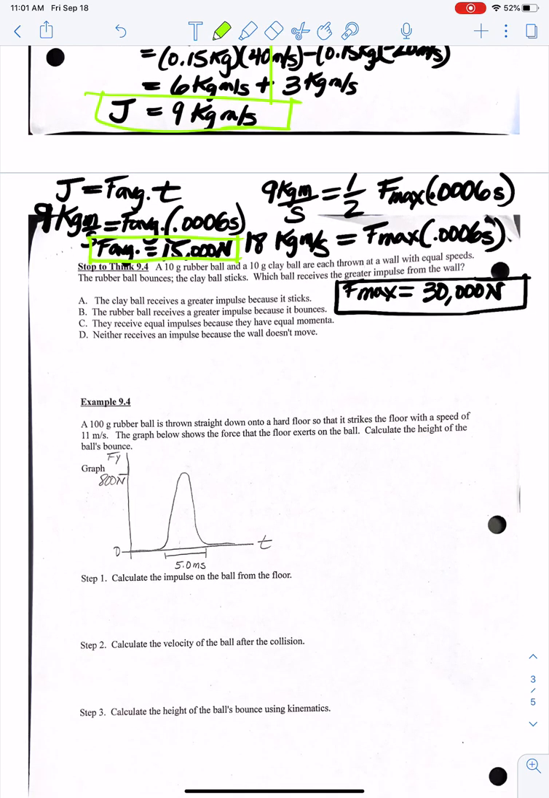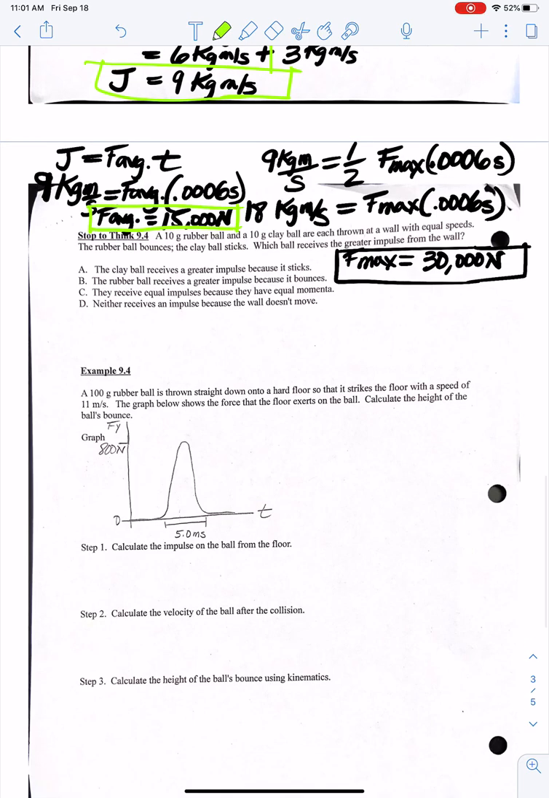All right, Stop to Think 9.4 says a rubber ball and a clay ball are each thrown at a wall with equal speeds. The rubber ball bounces, the clay ball sticks. Which ball receives the greater impulse from the wall? So go ahead and pause it, give it a try, and then we'll talk about this.